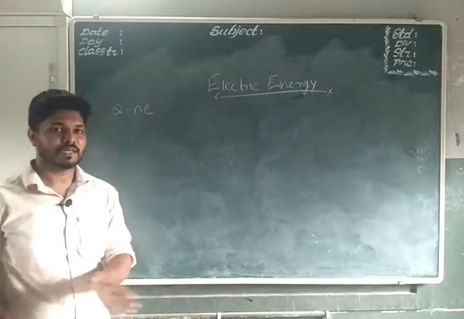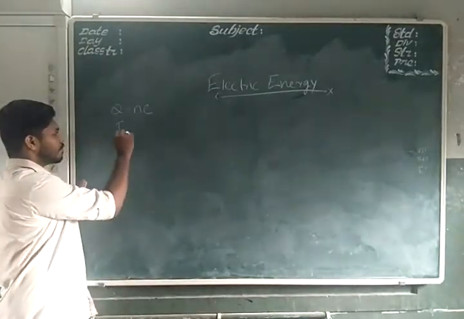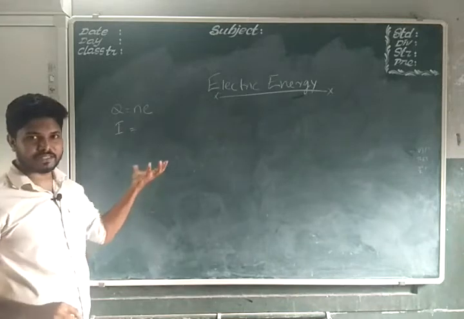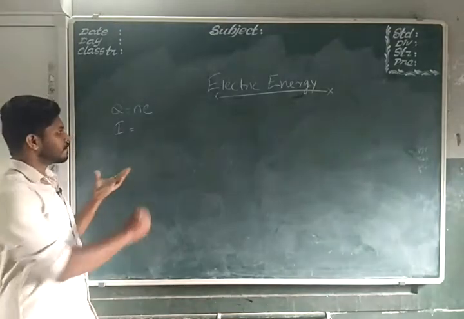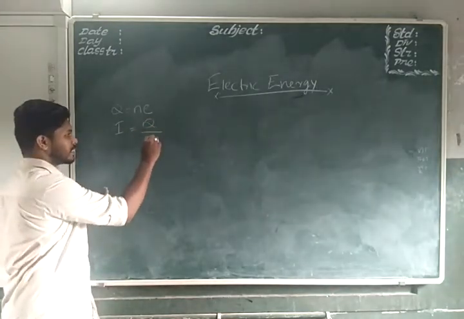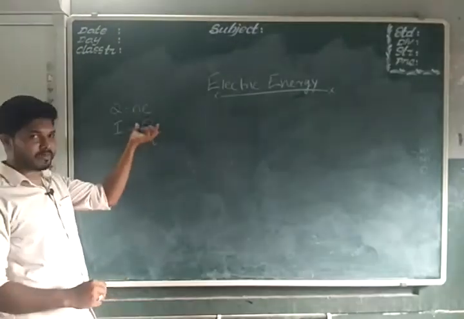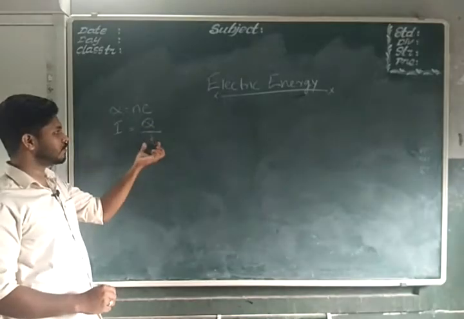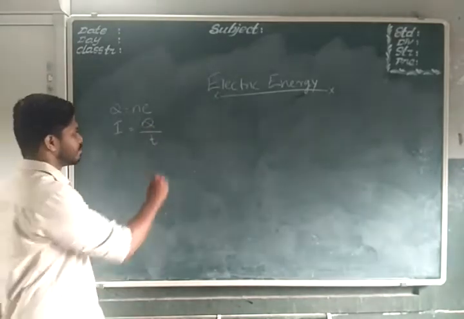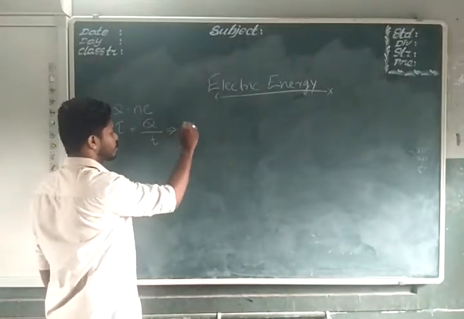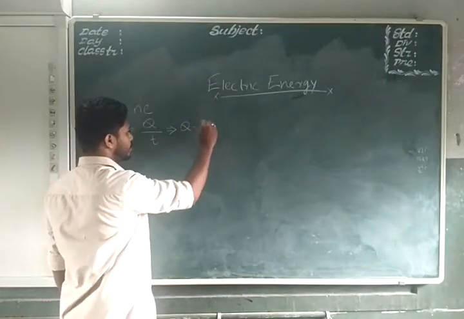Then we come to the electric current. The ordered flow of electric charges is called electric current, or the flow of charge per unit time, I equal to Q by T. And from this equation we made an equation for Q. Q equal to I into T, isn't it? So we made the equation Q equal to I into T.